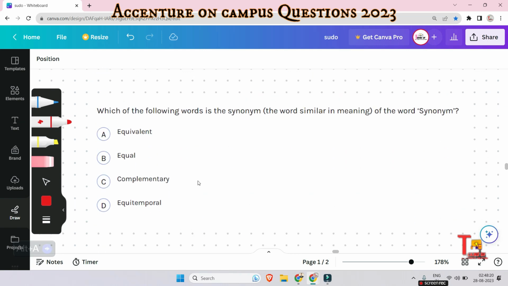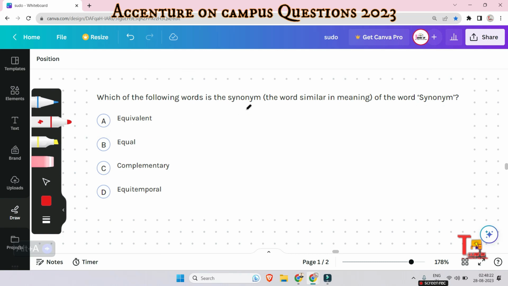Okay, the next question is, which of the following words is the synonym of the word synonym?